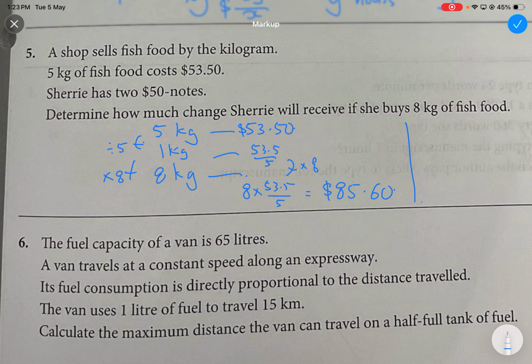Okay, you can get this very good already. But this is not what the question is asking for. The question is asking how much change will she receive. She got a $100 note, which means she pays $100. $100 minus $85.60. That is the final answer.